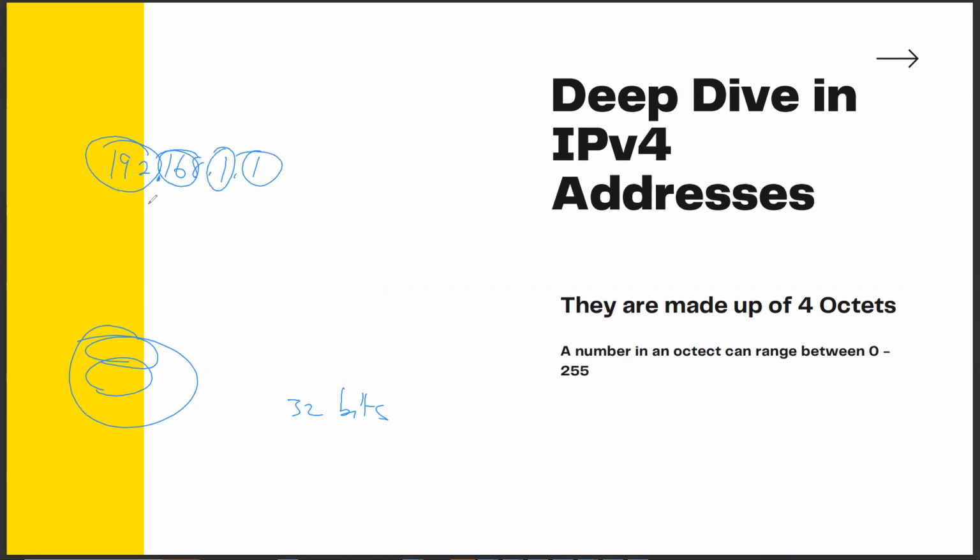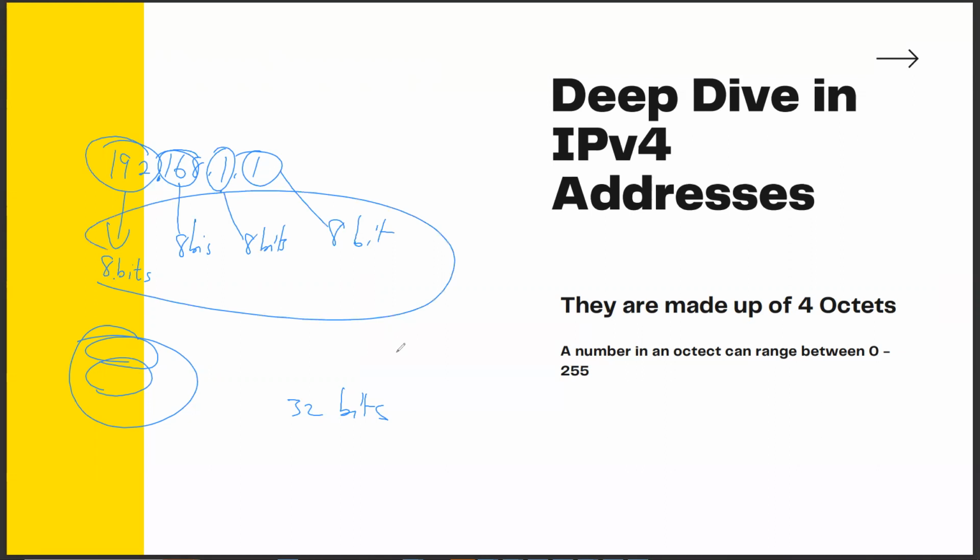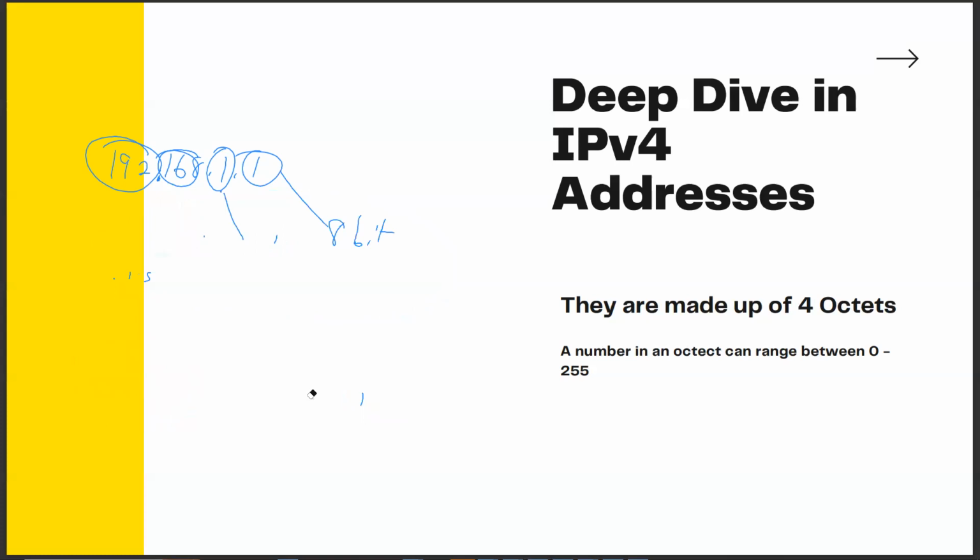Now, each number is made up of what we call 8 bits, and I'll explain that very soon. Let's just say each number is 8 bits. So if each number is 8 bits, this is another 8 bits, this is another 8 bits, and this is another 8 bits. And so 8 plus 8 plus 8 plus 8 will give us 32. That's why we're saying that every IPv4 address is 32 bits long.